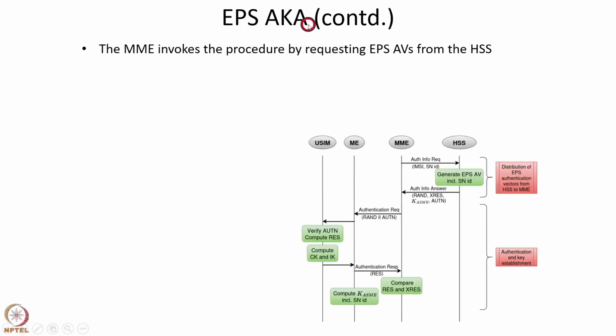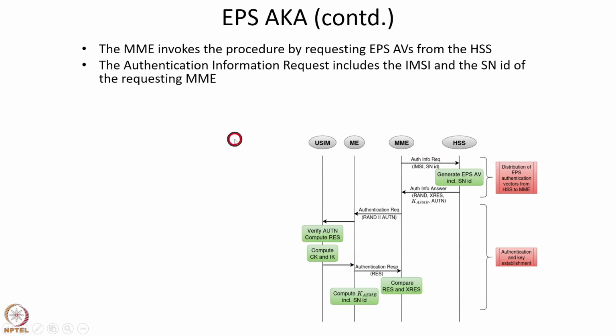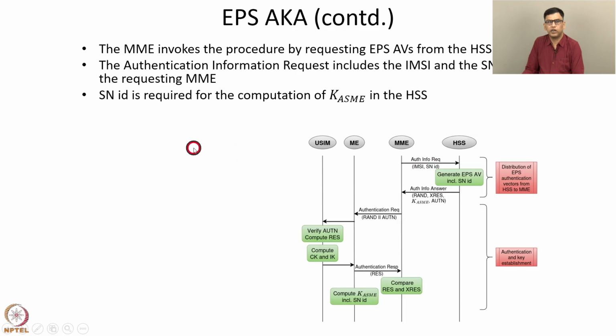The MME invokes the procedure by requesting EPS authentication vectors from the HSS. That is shown by this step. This is a request for authentication vectors from the MME to the HSS. This authentication information request includes the IMSI of the subscriber which is to be authenticated and the SNID of the requesting MME. The IMSI of the subscriber as well as the SNID of the MME are included in the authentication information request. The SNID is required for the computation of the KASME in the HSS. As we already discussed, SNID is one of the inputs used in the computation of KASME in the HSS.